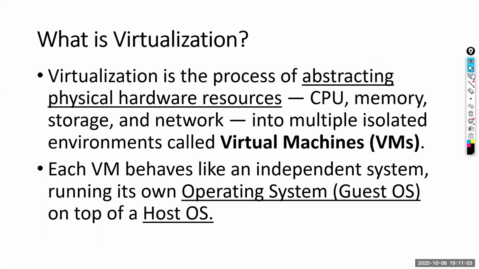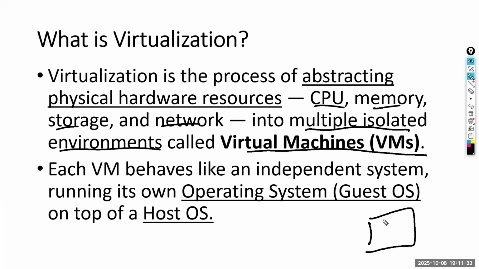So what is virtualization? It's a process of abstracting physical hardware resources like CPU, memory, storage, network into multiple isolated environments. Right? It can be a machine, it can be a sort of a container. In general, yes, we call them virtual machines. So that means your main memory, RAM, is abstracted out into different virtual machines.